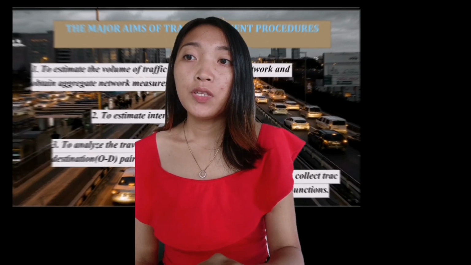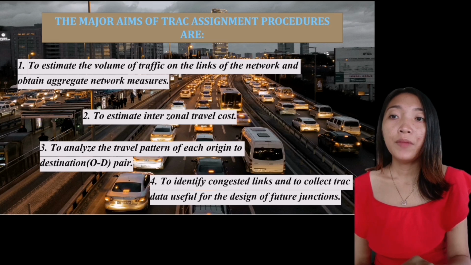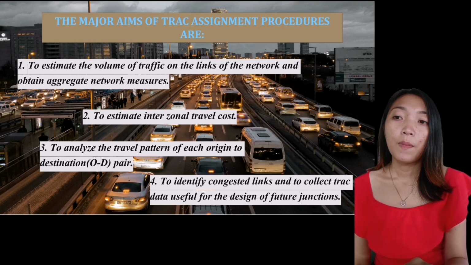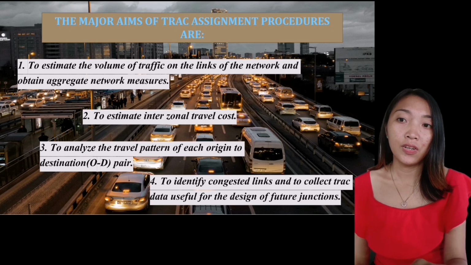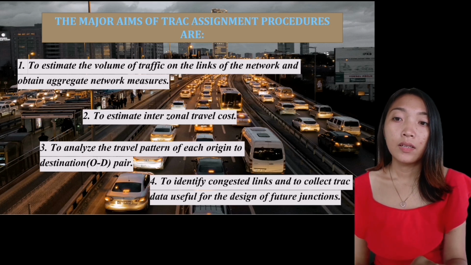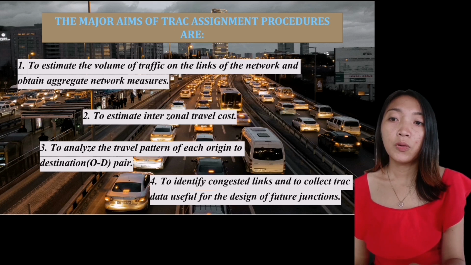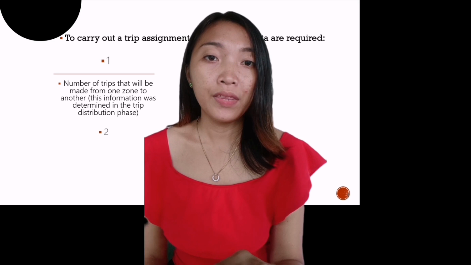So what are the major aims of traffic assignment procedures? First, to estimate the volume of traffic on the links of the network and obtain aggregate network measures. Second, to estimate interzonal travel cost. Third, to analyze the travel pattern of each origin to destination, the O to D pair. And fourth, to identify congested links and to collect traffic data useful for the design of future junctions. And so, para mahimo nato ang trip assignment, we need these data.